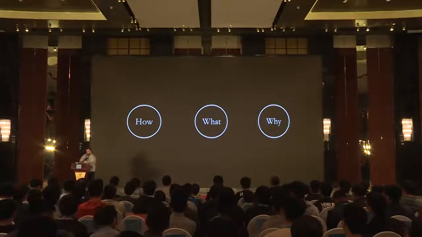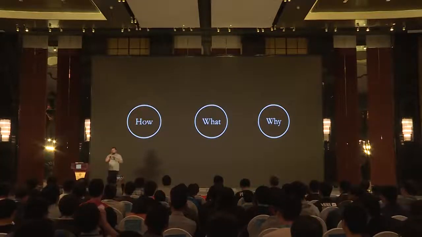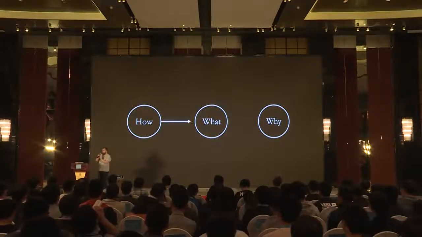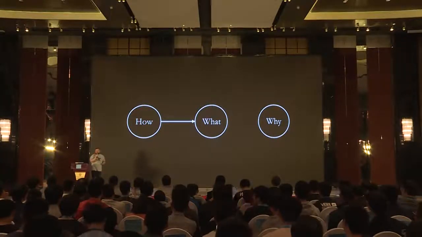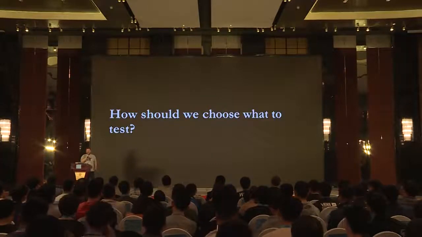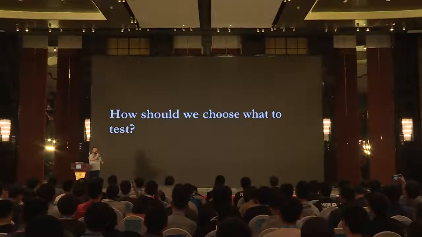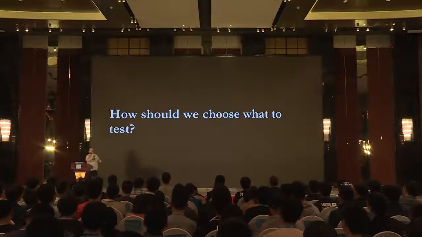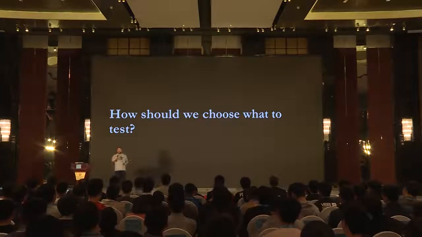Okay. So we talked a little bit about how to write a good Go test. The next thing I want to talk about is what kinds of things we should be testing. How should we choose what parts of our code to test? Should we just test everything? Test absolutely everything? Should we do that?